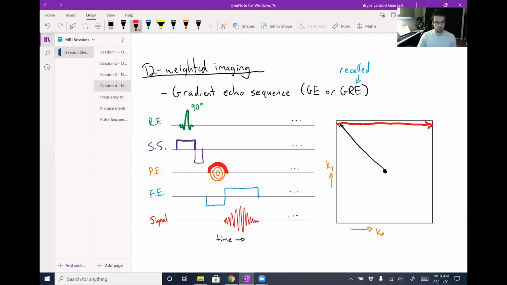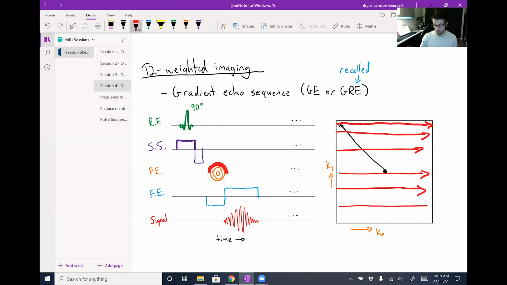So this one echo that we've collected is 1 out of 256, and we're going to have to repeat the same thing 255 more times to fill the other lines of k-space with other echoes, right? So you end up having to collect a lot of data. And we're going to be using the same sequence the whole time. The only thing that's going to change is our vertical location of the echo we're recording in k-space, which is determined by the amplitude and direction of our phase encoding gradient. So hopefully that all makes sense.